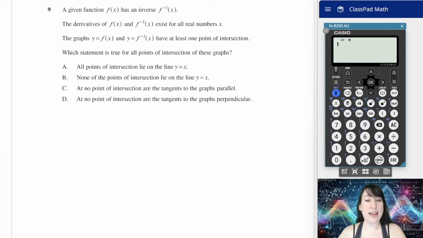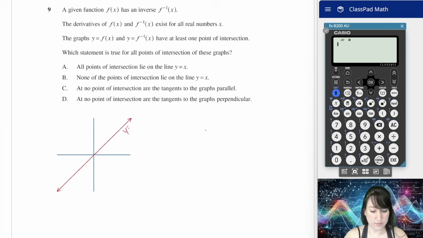Let's take a look at each of the options. So option A says, all points of intersection lie on the line y equals x. Can we think of a situation where this would not be true? There are functions which fit these conditions that have intersections with their own inverse, which are not on the line y equals x. Here's a simple example.